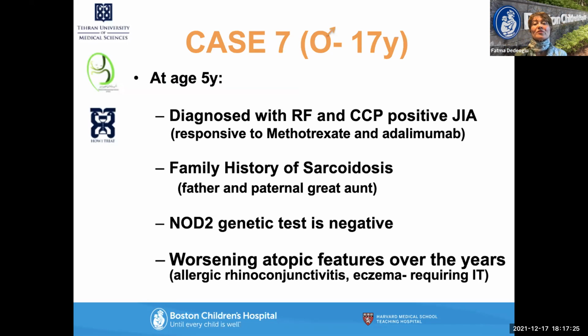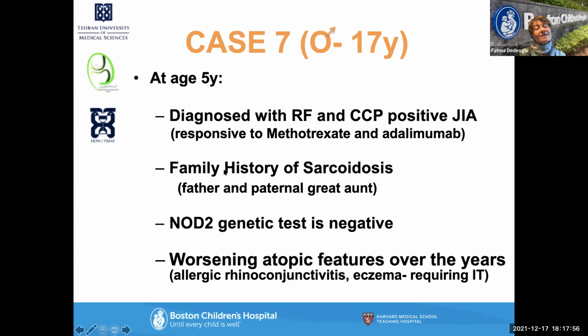He was diagnosed with rheumatoid factor and CCP positive polyarticular arthritis. First of all, that is something that we should pause on. It is very unusual for a 5-year-old male to have both rheumatoid factor and CCP with polyarticular JIA. He did respond to methotrexate and classic treatment. So that's fine, but we always have to kind of put that in the back of our minds.